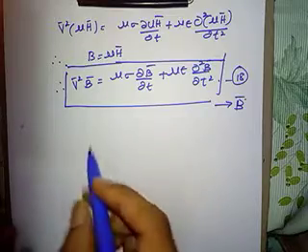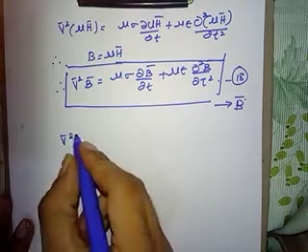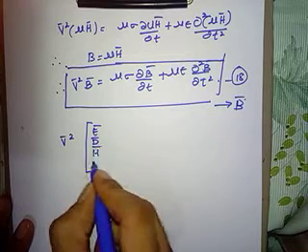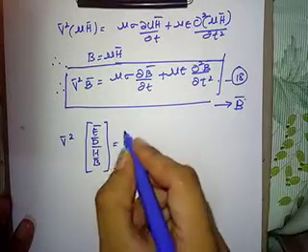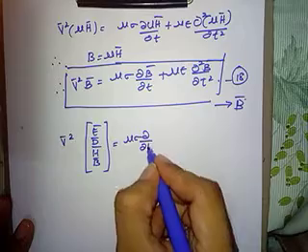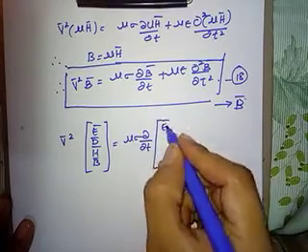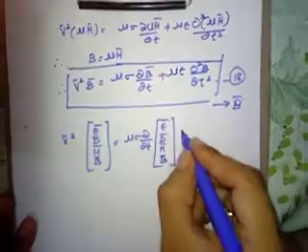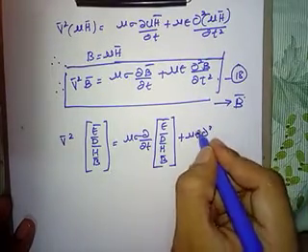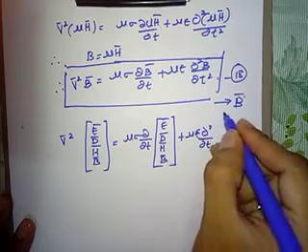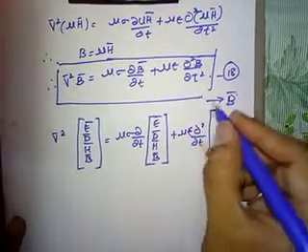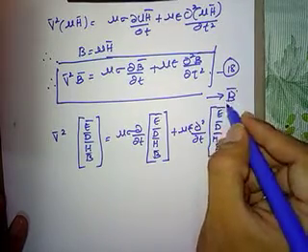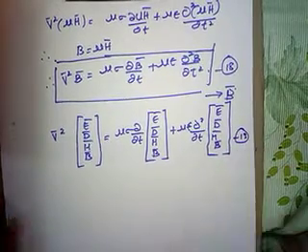and we can write it in the form of a matrix or a determinant. That is ∇² of all the four parameters Ē, D̄, H̄, B̄ is equal to μσ ∂/∂t of Ē, D̄, H̄, B̄ plus με ∂²/∂t² into Ē, D̄, H̄ and B̄. Take it as 19.